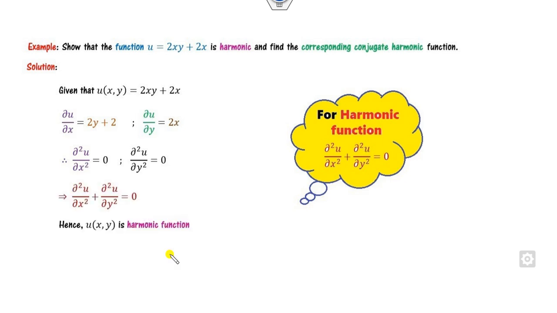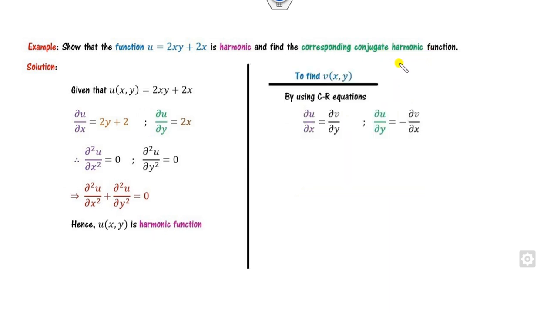So therefore, u is my harmonic function. Now the question arises: how can you find the conjugate harmonic? We always use the CR equations. Now you can see the value of ∂u/∂x is 2y plus 2. What is the partial derivative of this with respect to y? We have 2x, so I can substitute here.